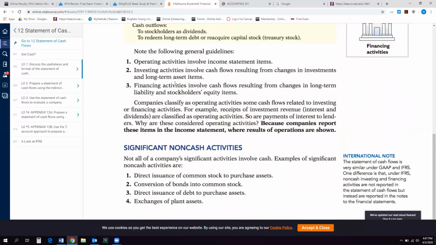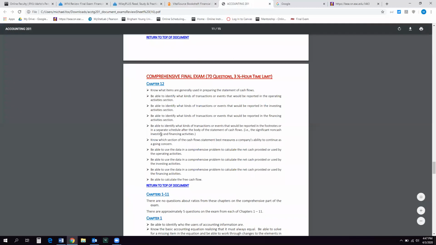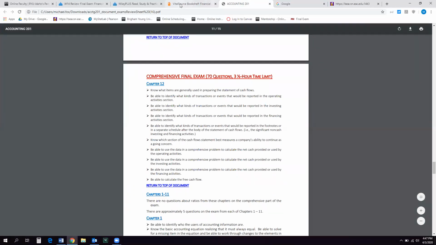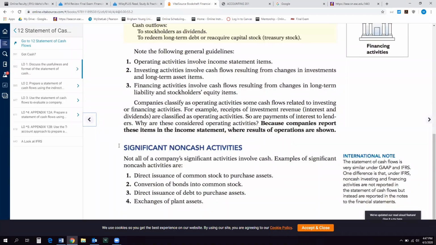And then the next bullet point, which I'll go back to in a minute. Well, let's just look at it. I think it said to be able to identify what kinds of transactions or events would be reported in the footnotes or in a separate schedule after the body of the statement of cash flows. And that would be these significant non-cash activities. So if we issue common stock to purchase an asset rather than for cash, that would be a non-cash activity, but we'd still report it in the footnotes. Conversion of bonds into common stock, etc. You can read the list. I don't have to read it to you.